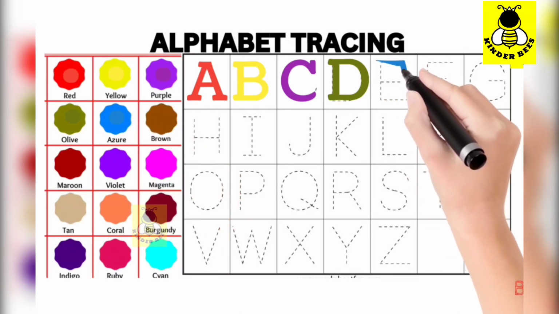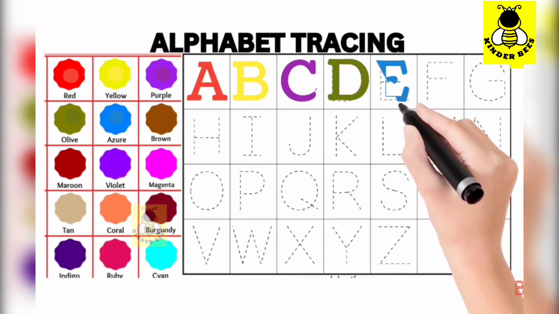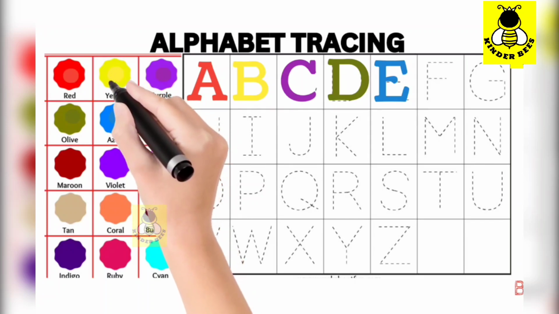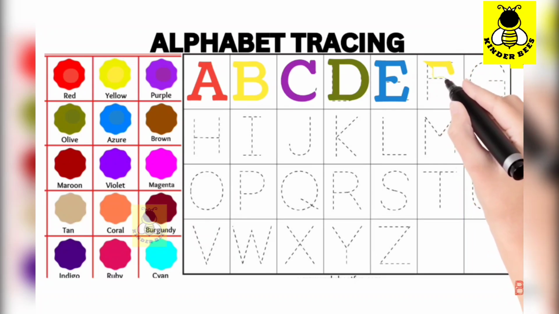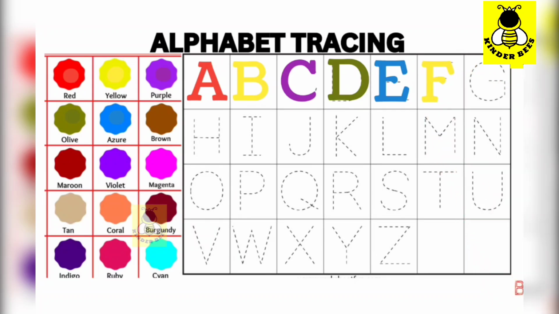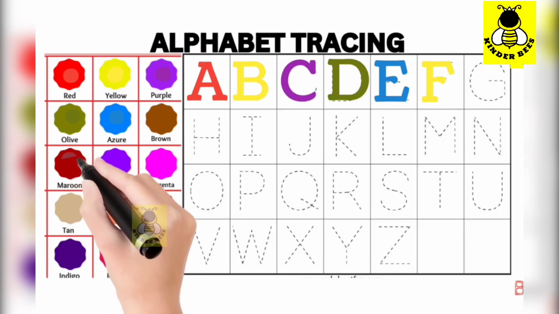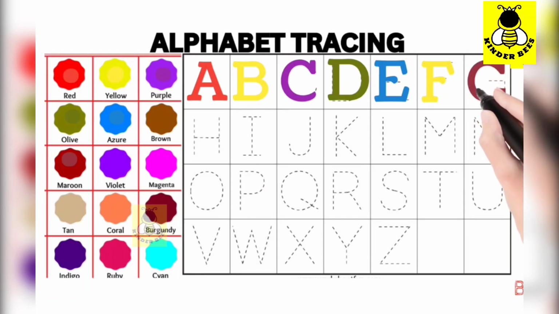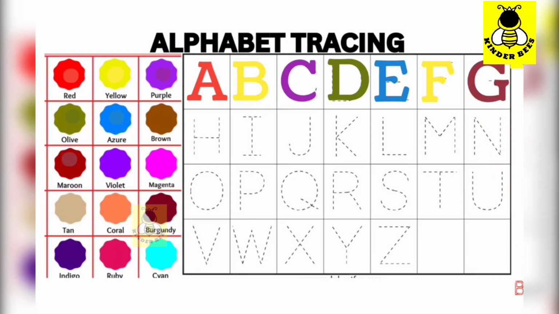E. E for egg. F. F for fish. G. G for grapes.